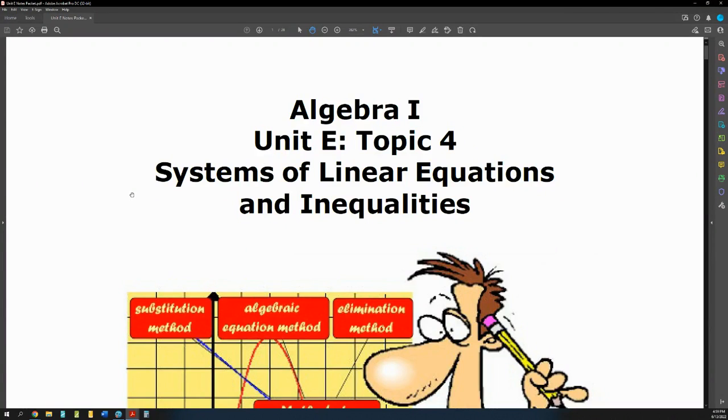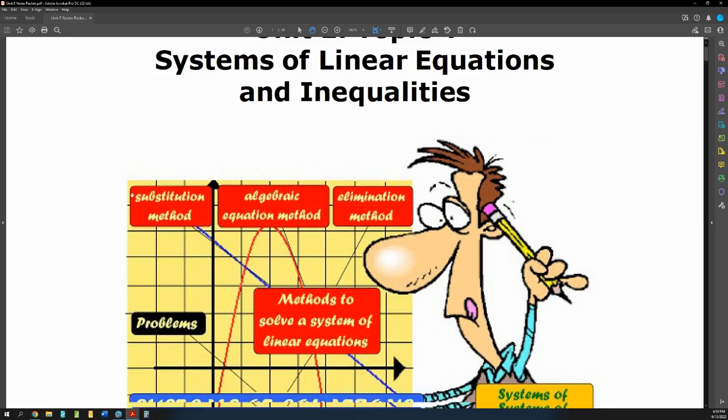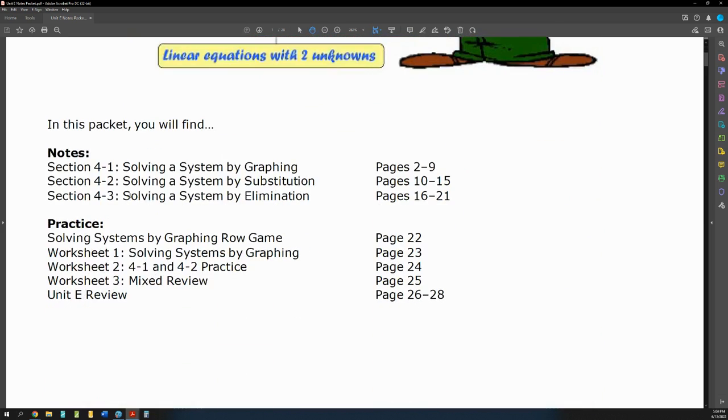Hi everyone. Today we're going to be beginning topic 4, which is on systems of linear equations. In this topic, we'll discover 3 different ways to solve systems of linear equations. The first is solving a system by graphing, the second is solving by substitution, and the third is solving by elimination or linear combination. We'll begin with section 4.1, which is solving by graphing. These begin on page 2.